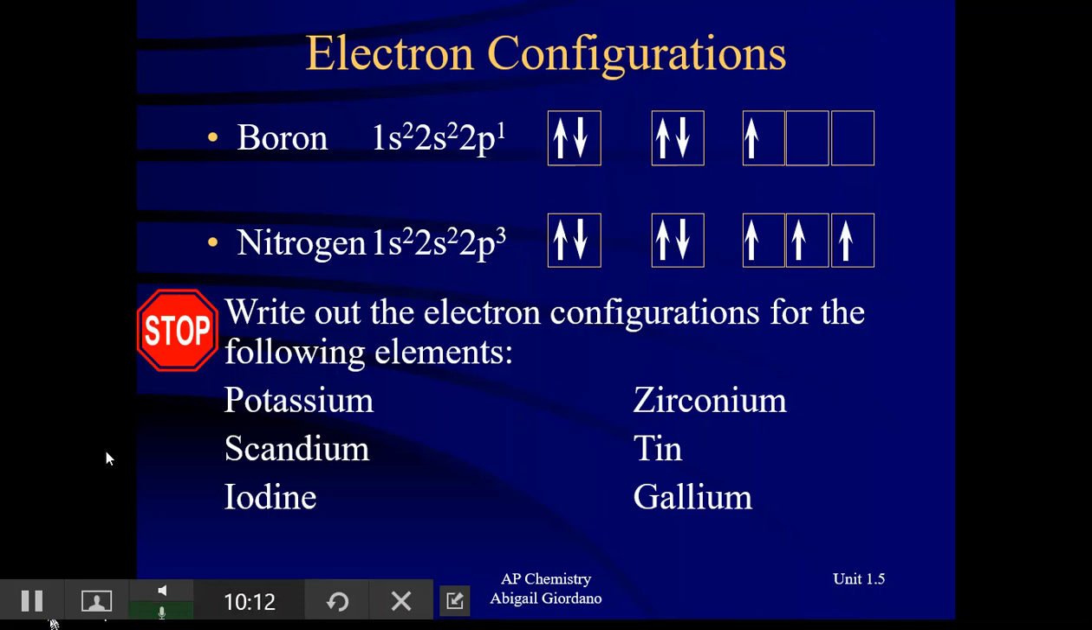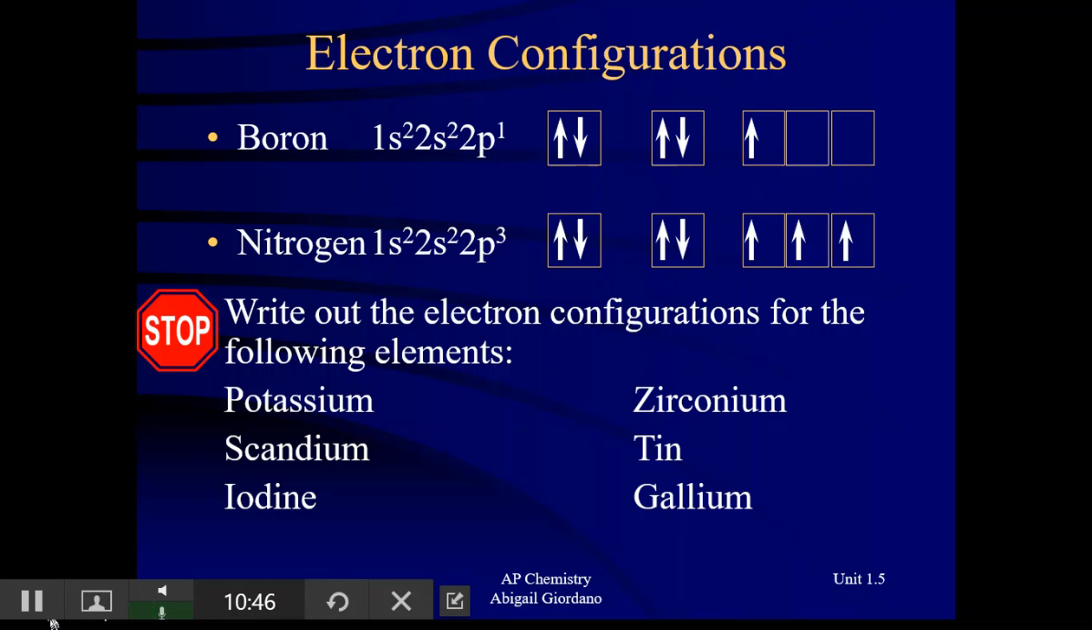Sorry, before you try these, there was that shortcut that I wanted to remind you all about. It's called the noble gas configuration. And let's just do potassium together. So if you look at your periodic table and you wrote out the electron configuration for potassium longhand, it would be 1s2, 2s2, 2p6, 3s2, 3p6, 4s1.